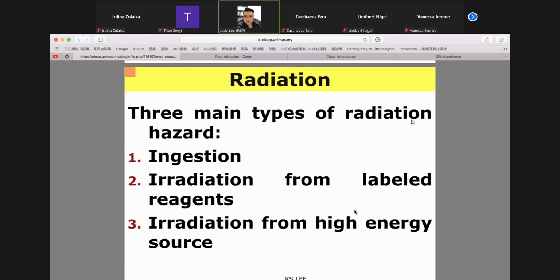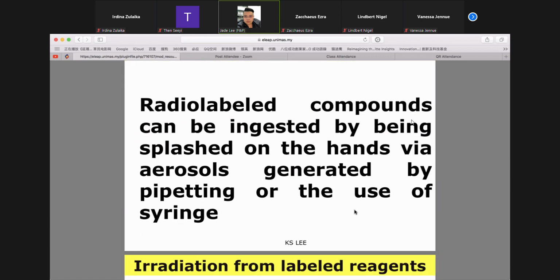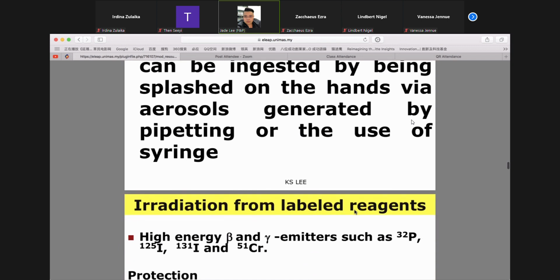For radiation, there are three main types: ingestion, radiation from laboratory reagents, and also from high energy sources. For example, with ingestion, the radiolabeled compound can be ingested by being splashed on the skin or by aerosol generated by pipetting. But in UNIMAS, we are very lucky because we are not allowed to use any radioisotope, because it's very dangerous. We are not allowed to use it.